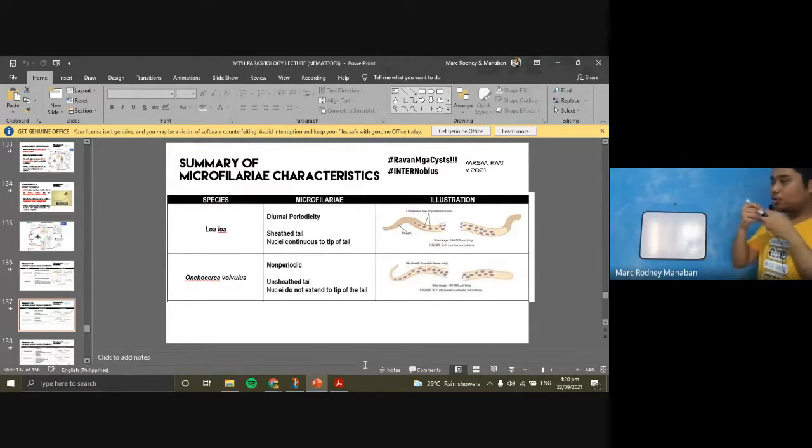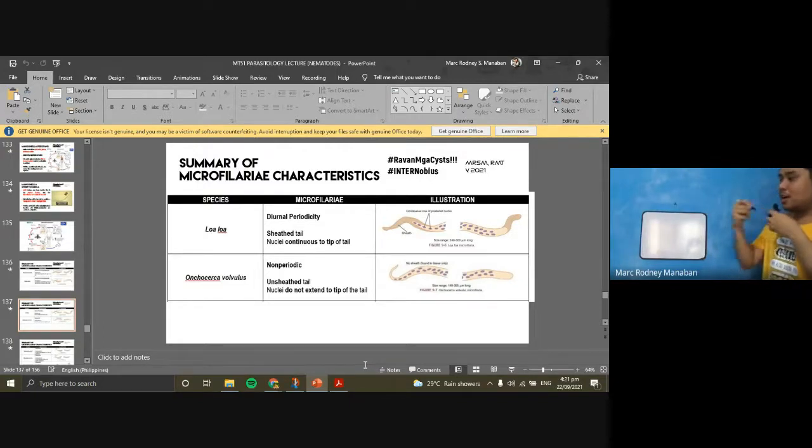Next, Onchocerca volvulus. Onchocerca volvulus is unsheathed. So which are the three that are sheathed? Wuchereria, Brugia, and Loa loa. WBL, the three of them have sheathed tails. The rest are non-sheathed, starting first with Onchocerca. Onchocerca is non-sheathed and non-periodic. And the nuclei do not extend to the tip of the tail.